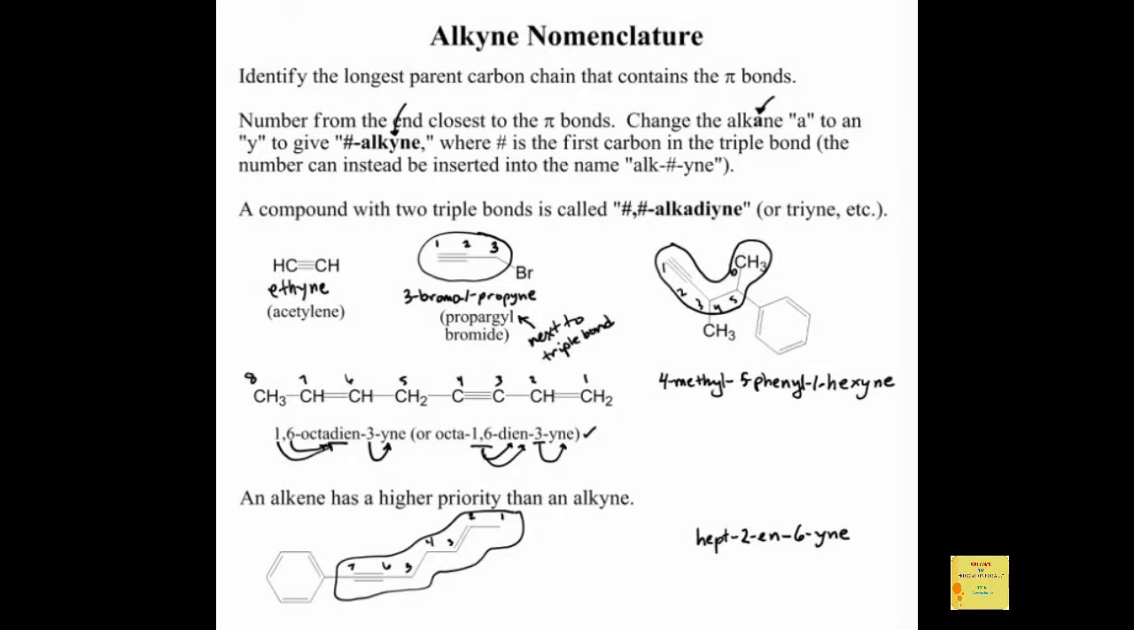Hept-2-ene-6-yne. And we also have a phenyl group here on 7. So we can throw in a 7-phenyl, and then that continues all one word: 7-phenylhept-2-en-6-yne.